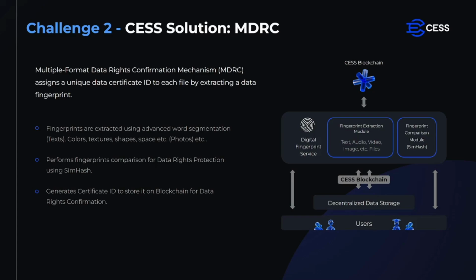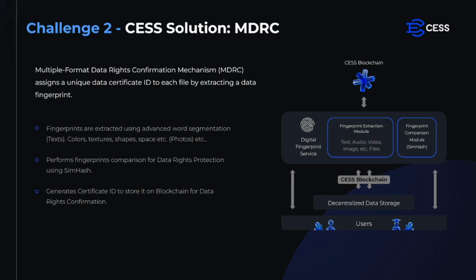The way it works is by assigning a unique data certificate ID to each file by extracting a data fingerprint. This fingerprint is generated using advanced algorithms tailored for different file types. For text files, for example, MDRC uses advanced word segmentation techniques. For photos, it analyzes colors, textures, shapes, and spatial information, among other characteristics.